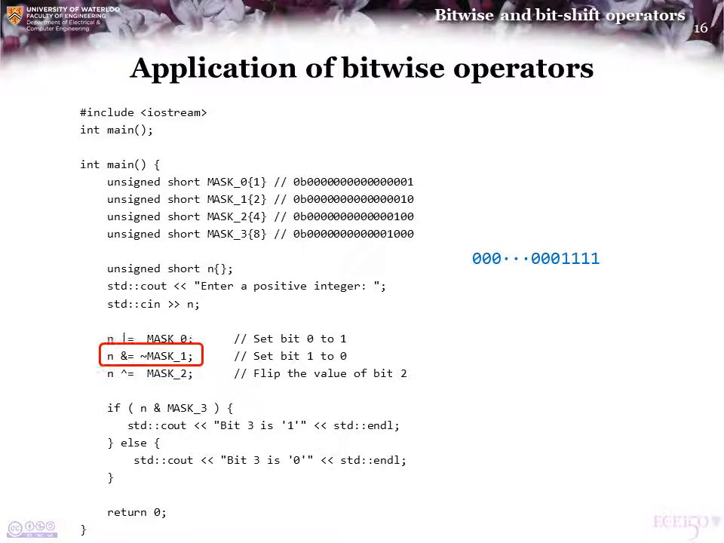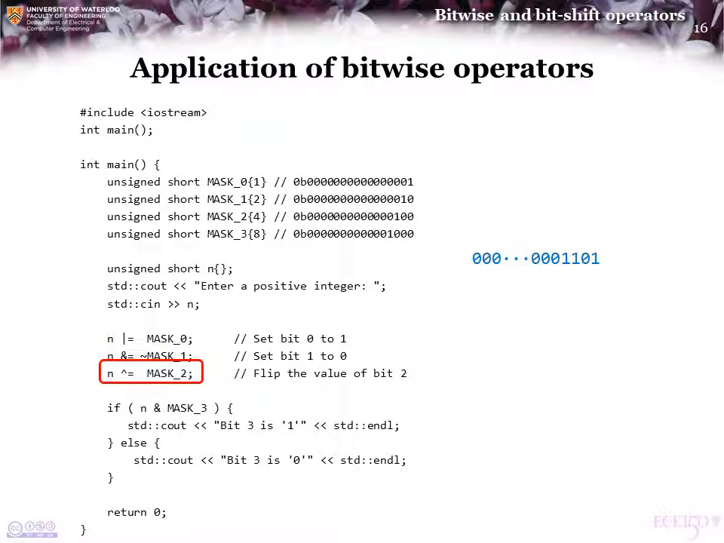Next, suppose we do a bitwise AND equals with the complement of mask 1. This has the effect of setting bit 1 to 0 regardless of what value was previously stored there. Now in this case, bit 1 is equal to 1, so after executing this statement, bit 1 will be set to 0.